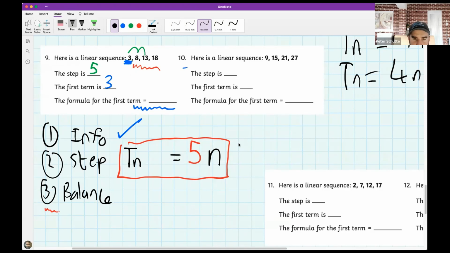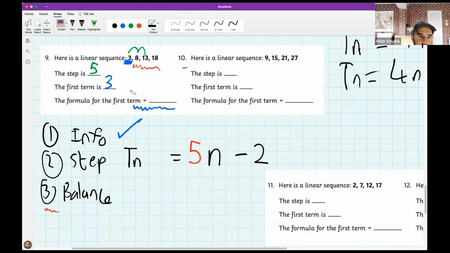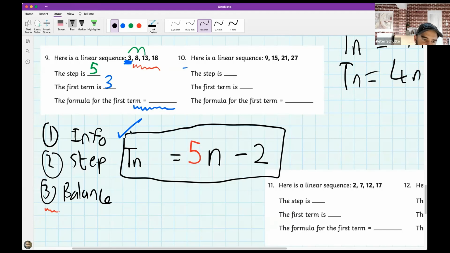At the moment, if n is 1, my first term will be 5, and I'd like it to be 3. So what I forgot to do is just take away 2. And so the formula should have been Tn is 5n minus 2. Let's see if I've done any better now.